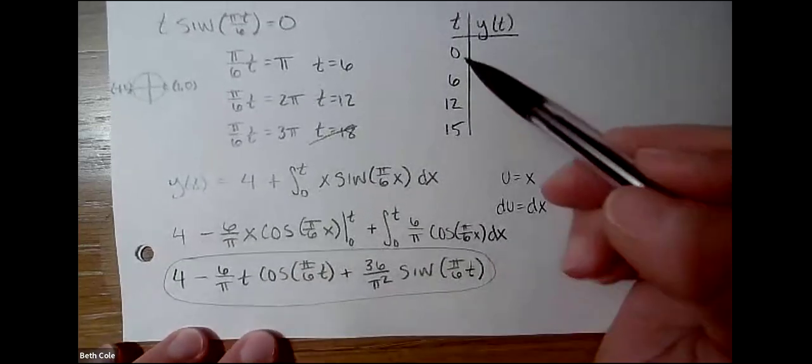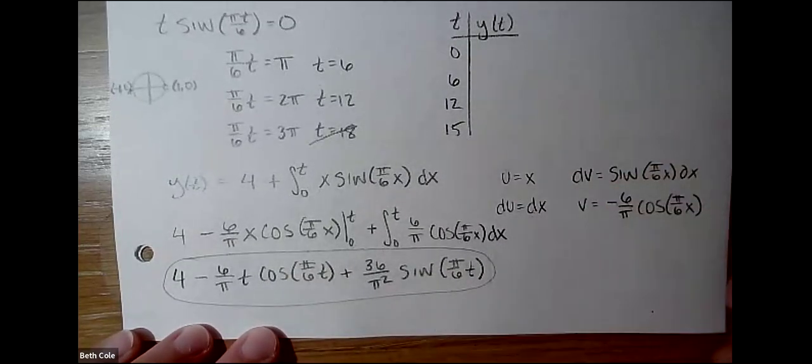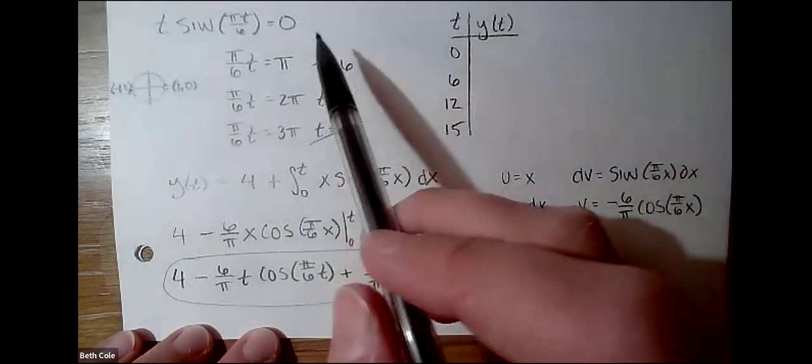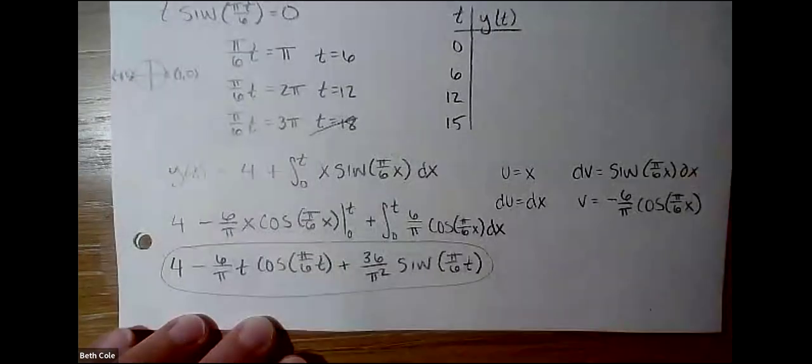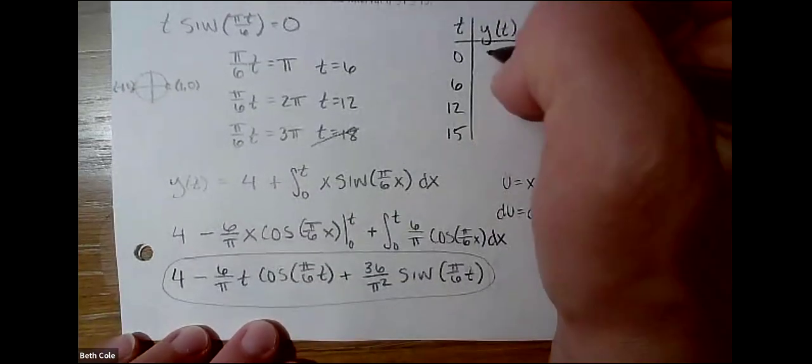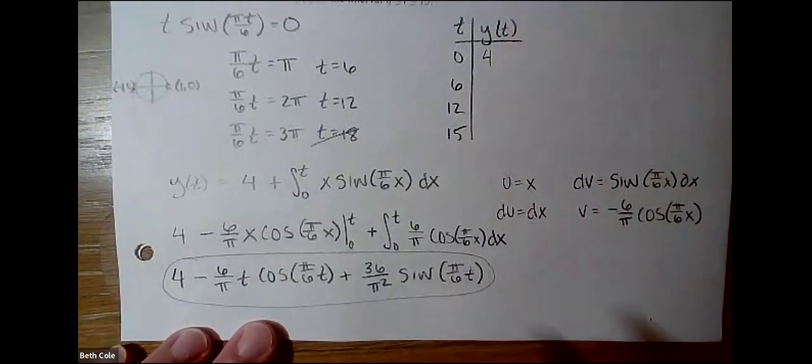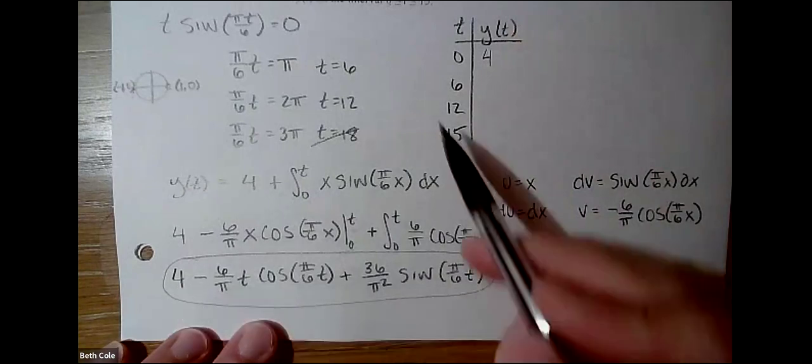We did it. Cool. All right, now we're going to take all these numbers, plug them in, see which one is the biggest. We want the absolute maximum for this. If you forgot what we were doing, this is what we're trying to find here. If you plug in 0, you're going to just get 4. That was the initial condition, which was 4.